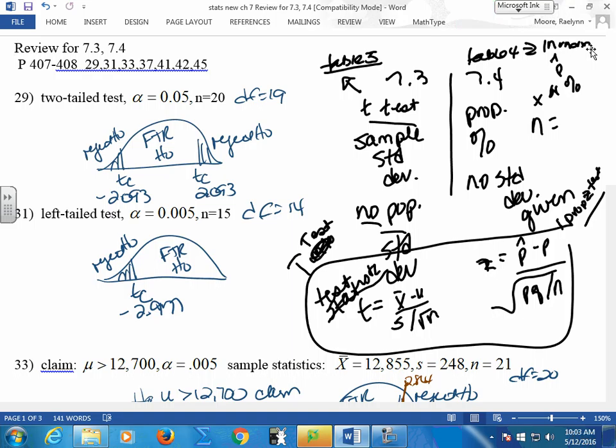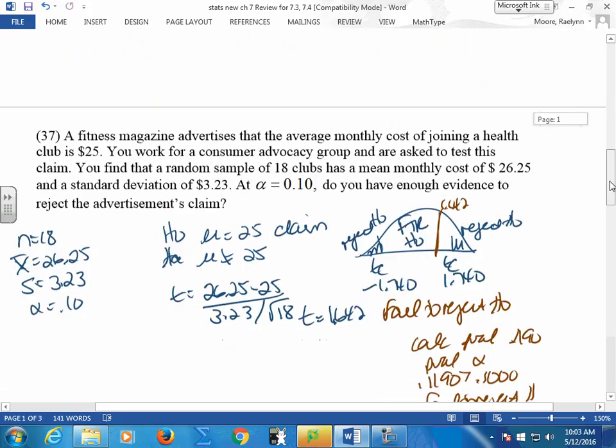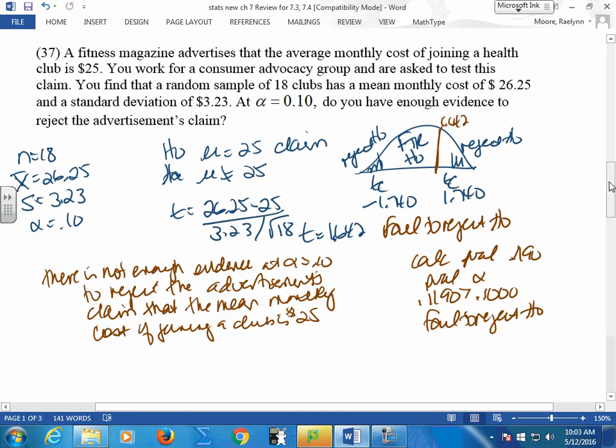Okay, let's jump to 37 since you did these guys last night. 37 says a fitness magazine advertises the monthly cost of joining the club is $25.